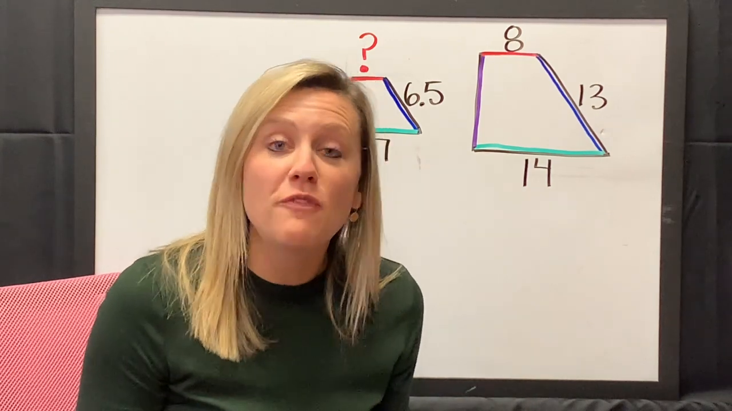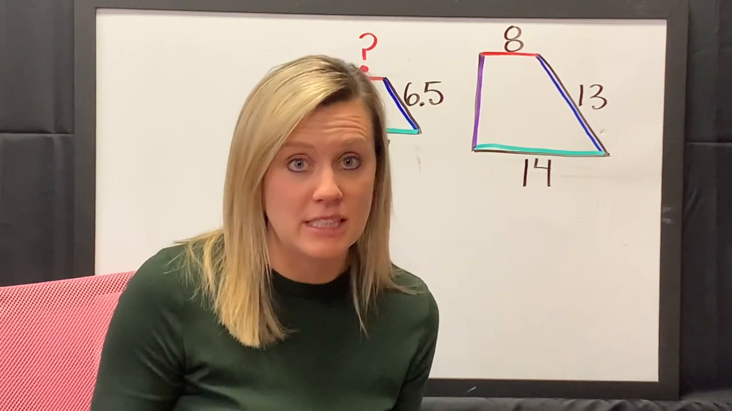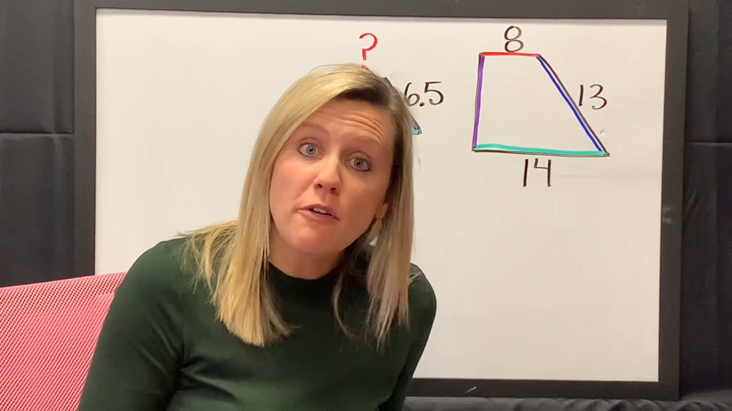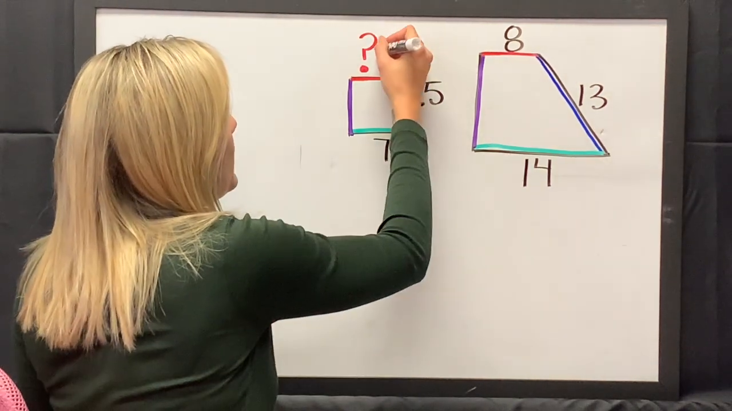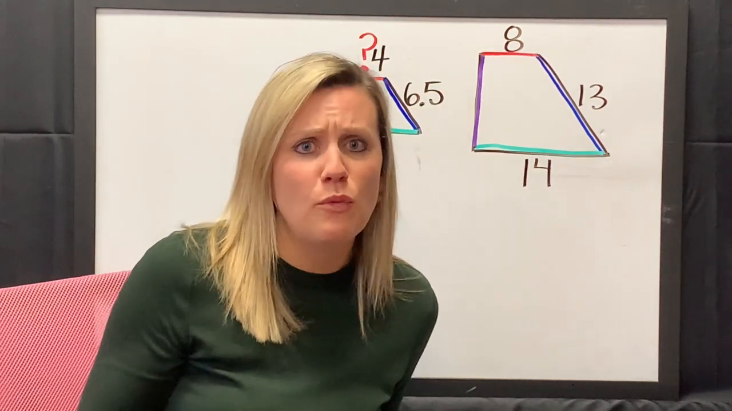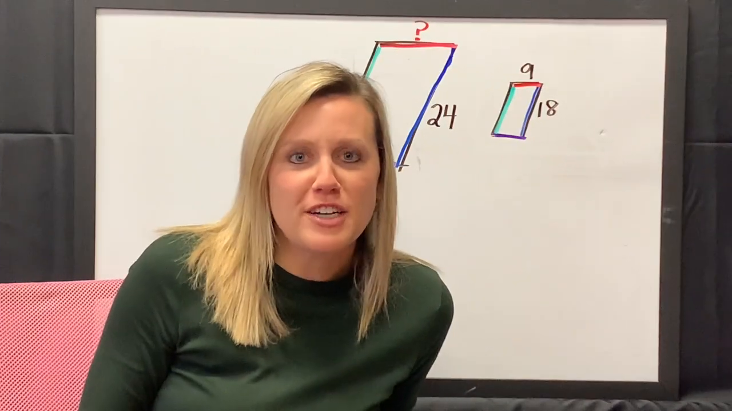So the scale factor is always the number that you would multiply the side lengths by. And when we have a missing side length, you could use the scale factor to figure out what that side length is. So this one would have to be 4. So let me show you a different way to solve this on the next problem. Here is our next problem.